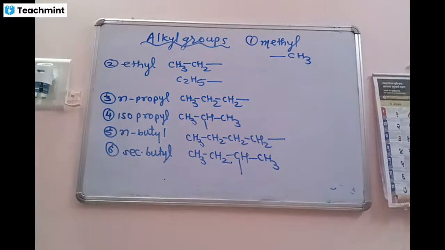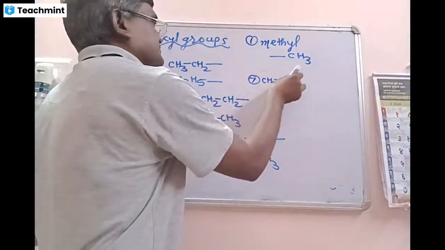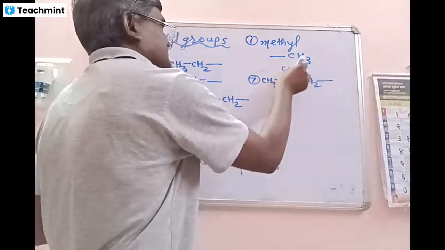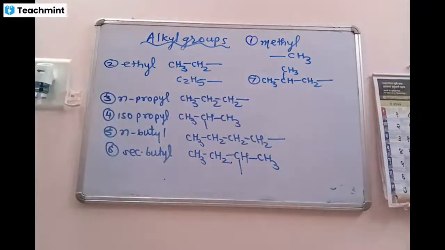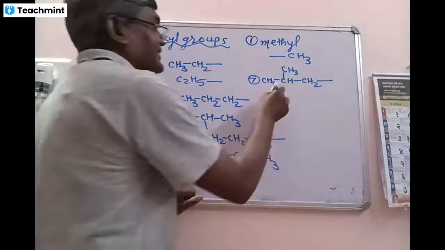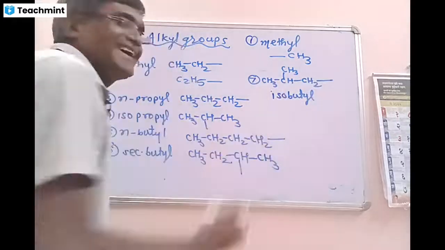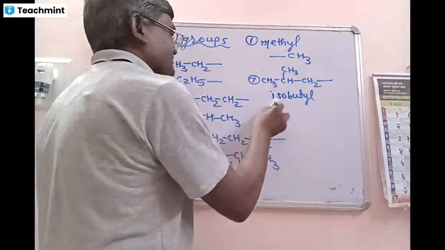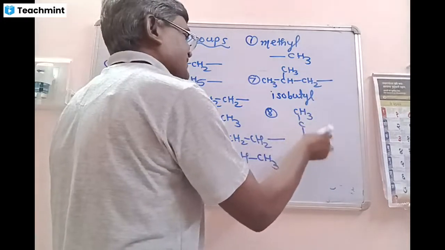Then 7th and 8th. Okay, I will write here. Yes, what was the name of this one? What was the name of this? Tertiary. No. No. This is isobutyl. Right? And the last one is, see, very small difference is there in secondary and isobutyl.